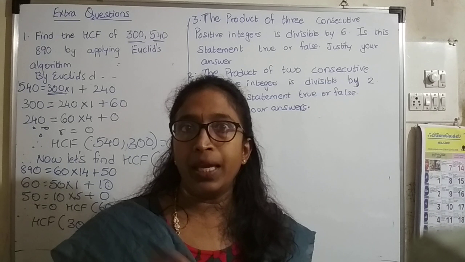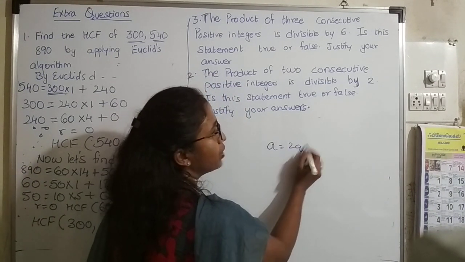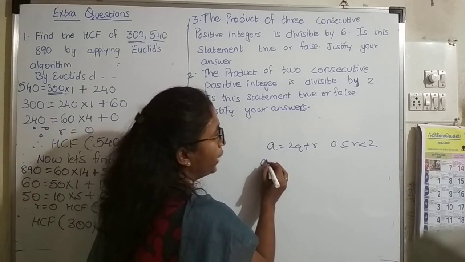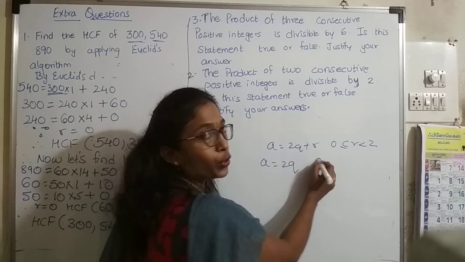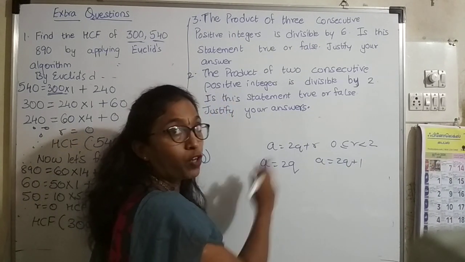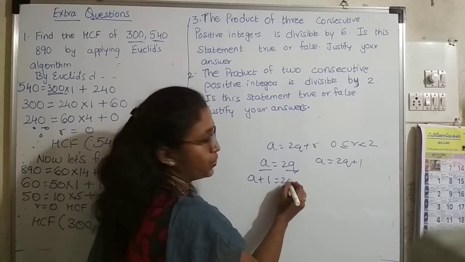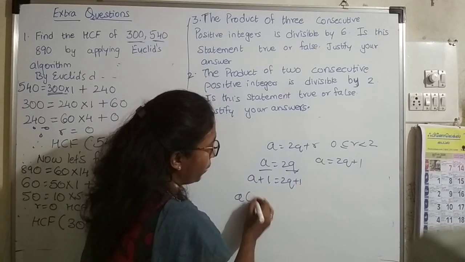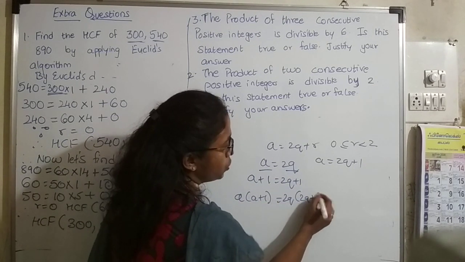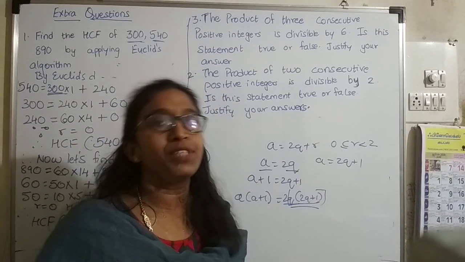A quick recap: a equals bq plus r, where a equals 2q plus r, and you will write 0 less than or equal to r less than 2. Correct? You will get two cases: either a will be 2q, or a will be equal to 2q plus 1. If you want to show the product of two consecutive integers, a is 2q, so the next number will be a plus 1, that is 2q plus 1. So a into a plus 1 is 2q into 2q plus 1, that is 2 into something, therefore it is divisible by 2.